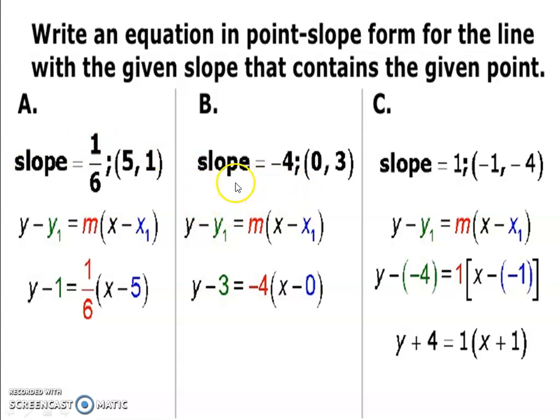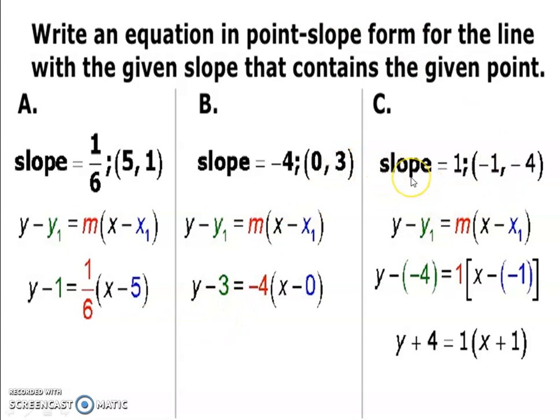Second example: the slope is given as minus 4 and the point is given as (0, 3). Here m is equal to minus 4, x1 is 0, and y1 is 3. So we have y minus y1 is equal to m times (x minus x1). We put in the value of m equal to minus 4, x1 equal to 0, and y1 equal to 3.